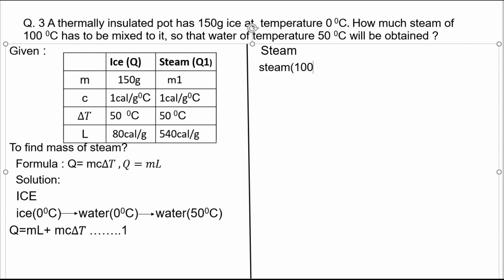Sorry, degrees Celsius. Okay. Steam at 100 degrees Celsius will get converted to water at 100 degrees Celsius. Then water at 100 degrees Celsius will get converted to water at 50 degrees Celsius.